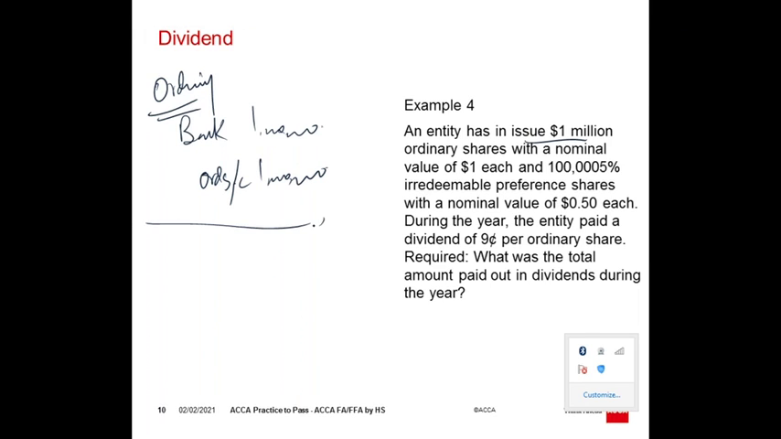And 100,000 irredeemable preference shares with a nominal value of 0.5. The accounting entry will be bank debit and preference share capital credit, irredeemable, 50,000.